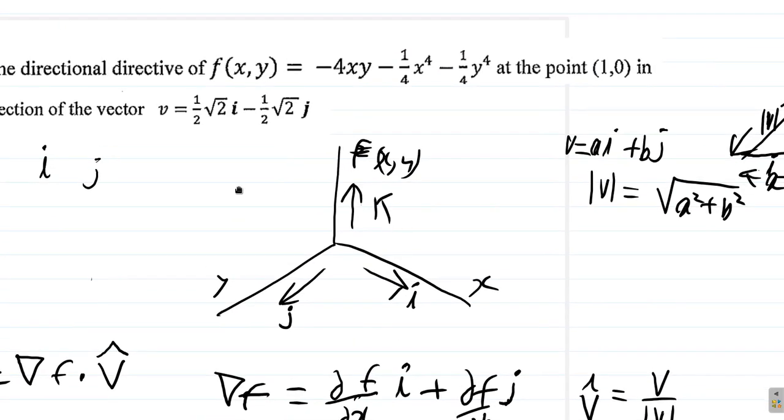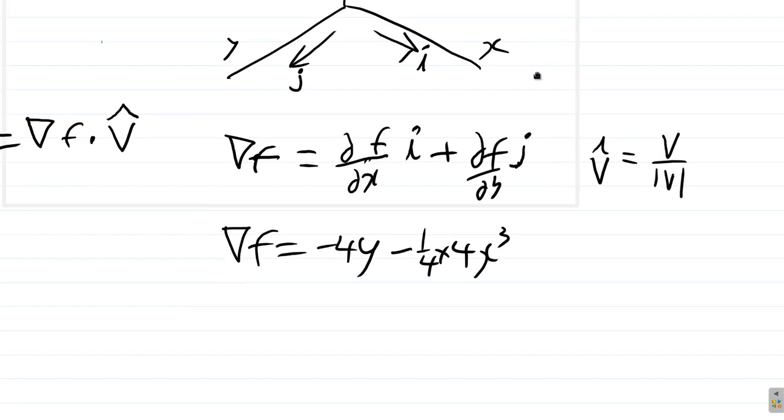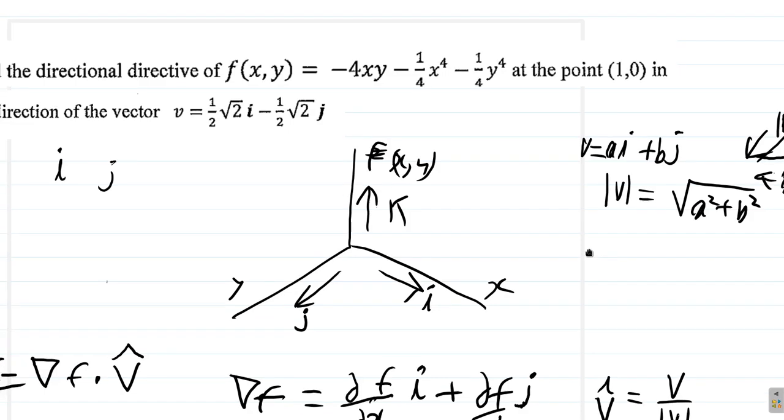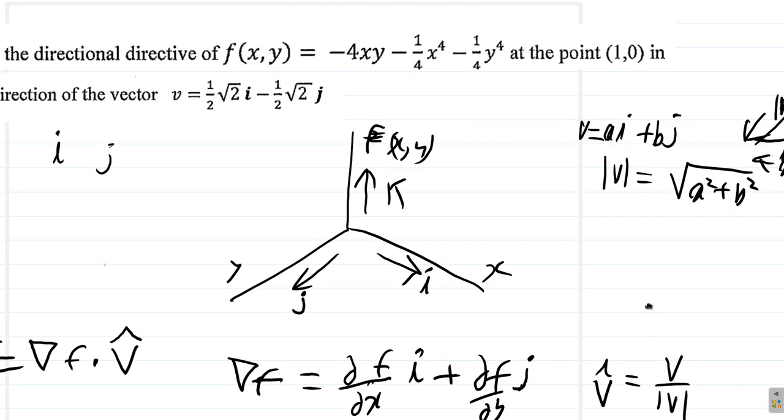Because you multiply by the old power and then reduce the old power by 1 to get the new power. But there's no x in the last part, so this is 0. So it's that i plus something else will happen now, j. You differentiate with respect to y. When you differentiate this part with respect to y, you get negative 4x, alright?